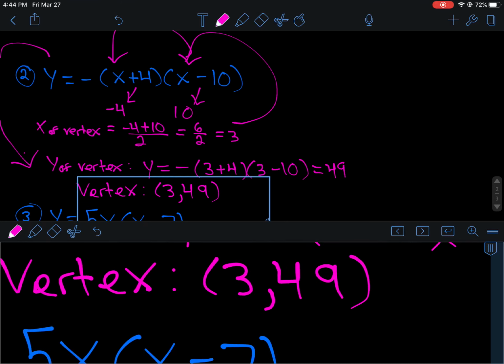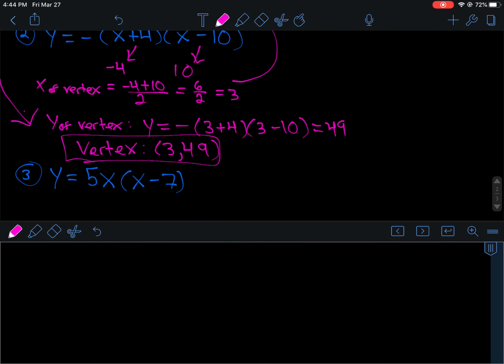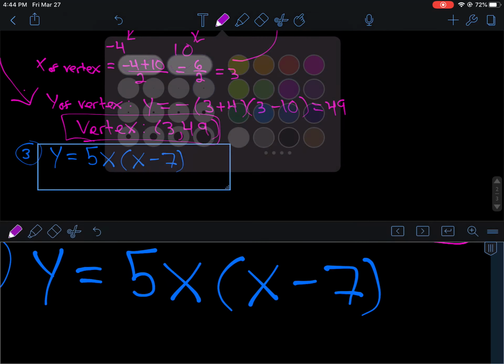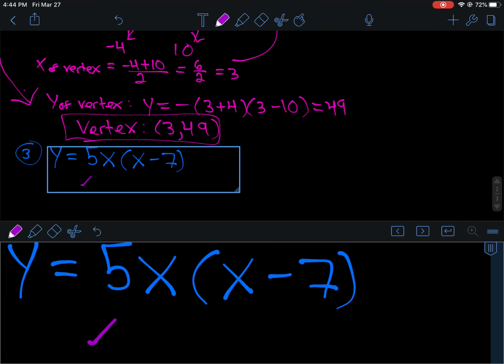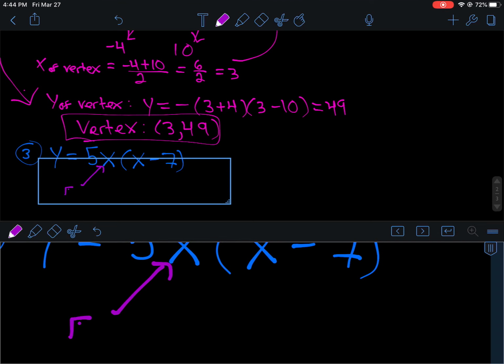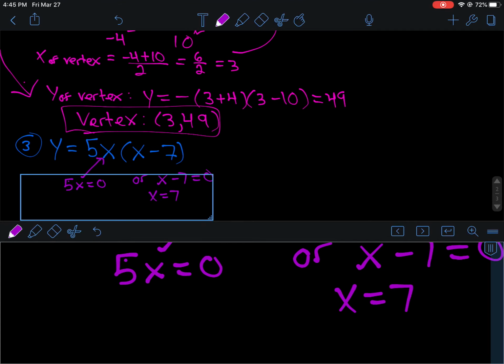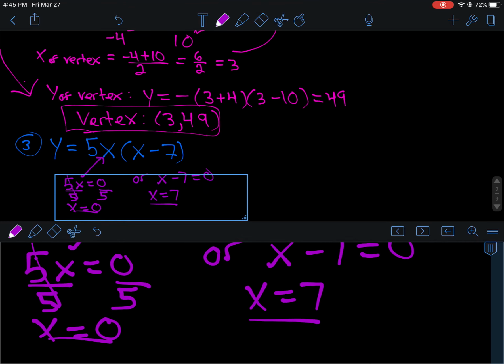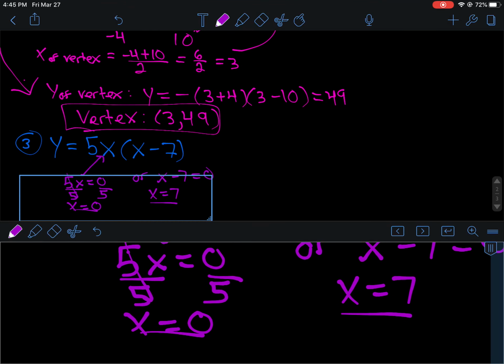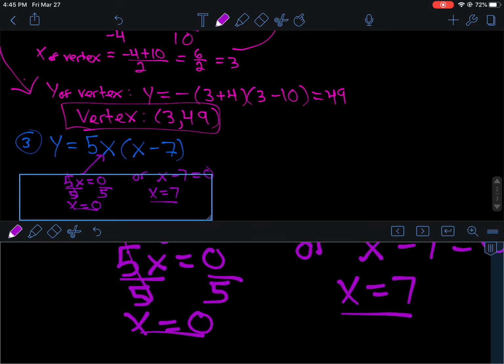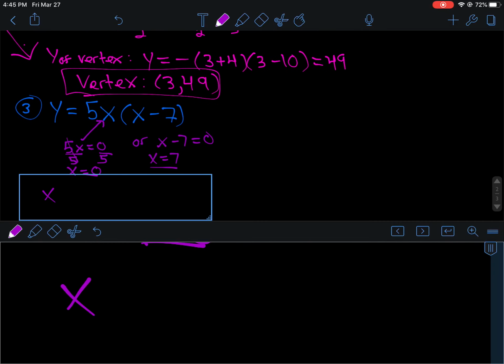And then one last example, something that's really important to understand. This is actually a rule. If you look at this, see how the x is outside of the parenthesis. Now, you have 5x equals 0 or x minus 7 equals 0. So you get x equals 7 for your x-intercept. And in this case, if you think about it, you have the divide here, and 0 divided by 5 is 0. Basically, whenever there's an x outside of the parentheses, 0 is going to be one of your x-intercepts.